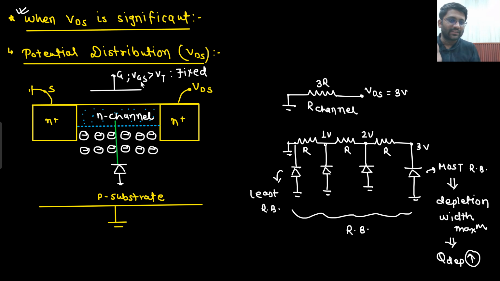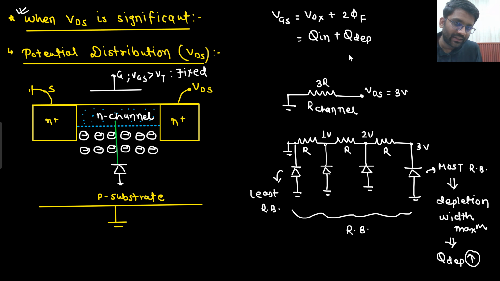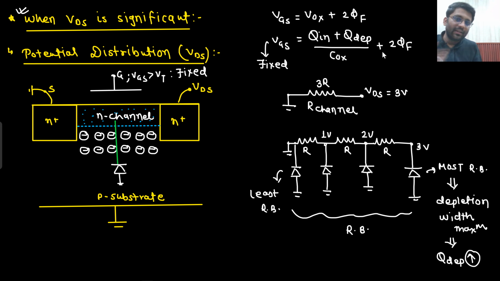Now you know what your VGS is. VGS is fixed. This is a fixed VGS you are applying. VGS equals VOX plus the surface potential. We will not talk about the surface potential, but what is my VOX? It is Q inversion plus Q depletion divided by COX, plus 2 phi f. This is VGS, and this is fixed. It is neither increasing nor decreasing. Let's not talk about this. COX will be fixed only.